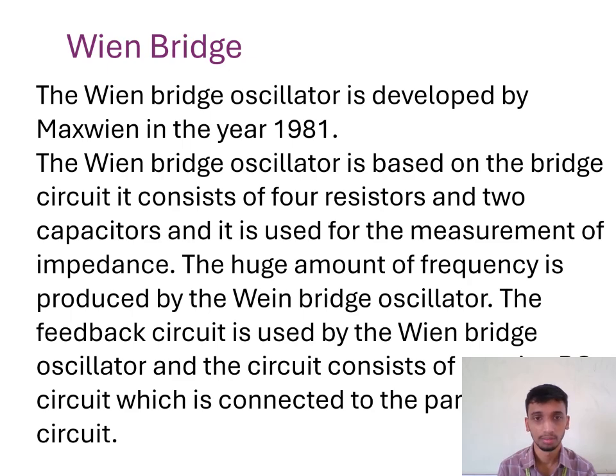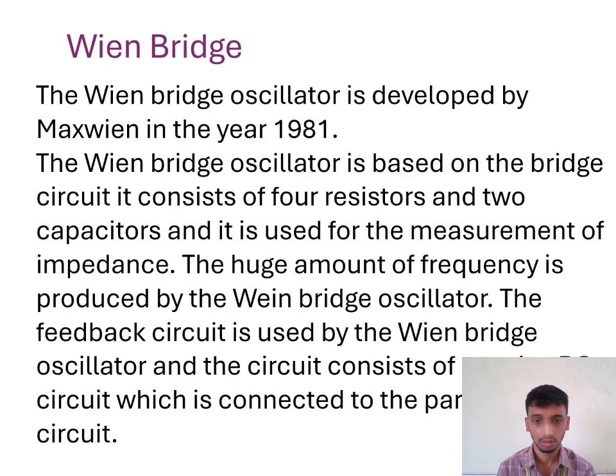The Wien Bridge Oscillator was developed by Maxwell in the year 1981. The Wien Bridge Oscillator is based on the bridge circuit. It consists of 4 resistors and 2 capacitors. It is used for the measurement of impedance. A huge range of frequency is produced by the Wien Bridge oscillator.